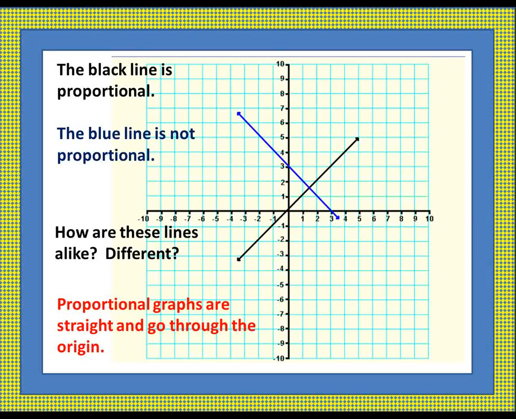Proportional graphs are straight and they go through the origin. So you're just writing down, proportional graphs go through the origin. The origin is 0, 0.